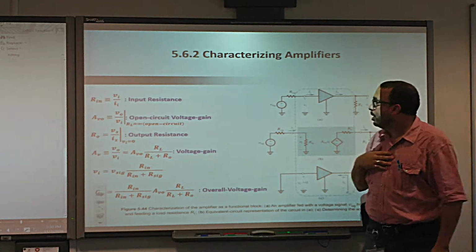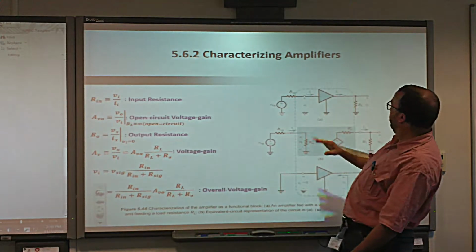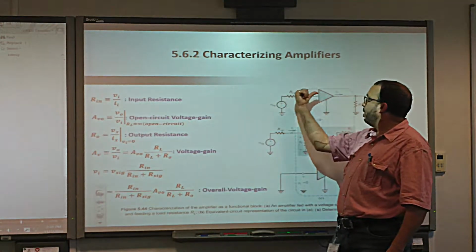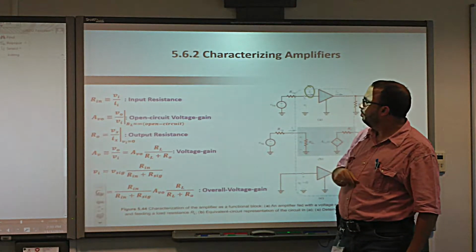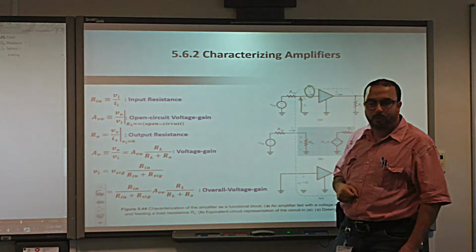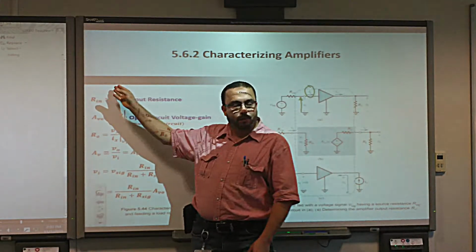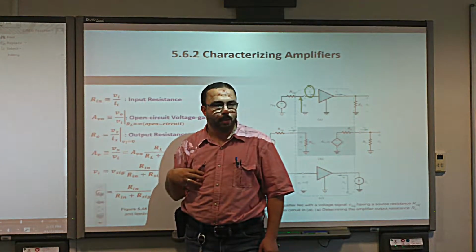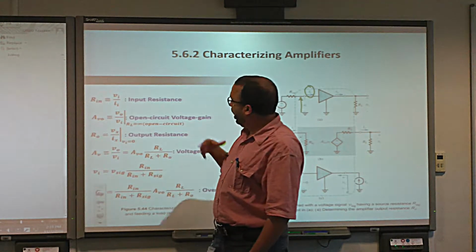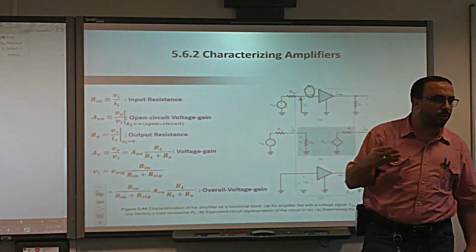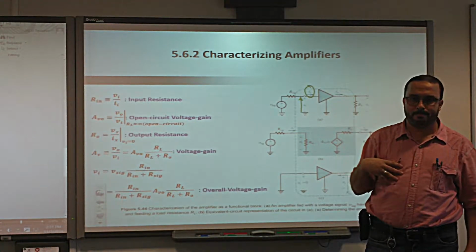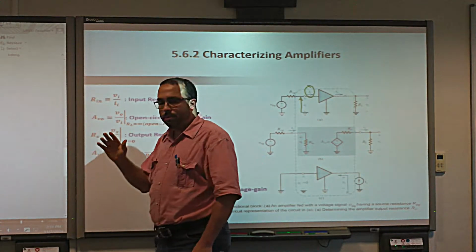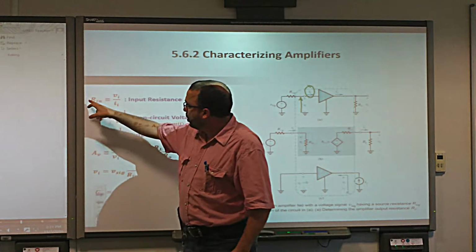Very good. So the input resistance is basically, I send an input current, Ii, and I measure the input voltage. Take the voltage that I measure, divided by the input current, and that gives me the input resistance, called also sometimes input impedance, because resistance is also called an impedance. So let's say this is check.